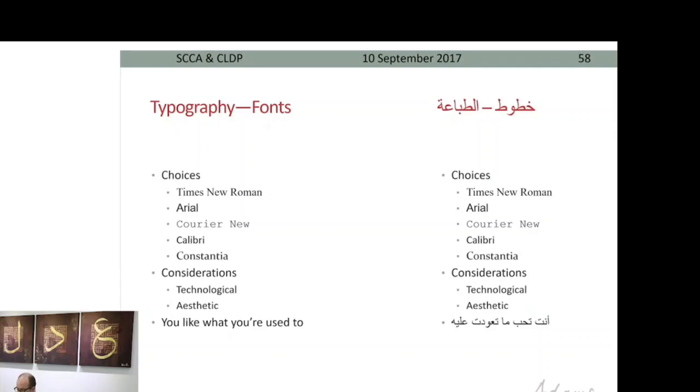Hey, not a big issue here, but who uses Times New Roman for your English language stuff? Who uses Arial? Who uses Calibri? My brother, Calibri. Now, my life changed dramatically in 2007 when I started using Calibri. That's a big change in my world.